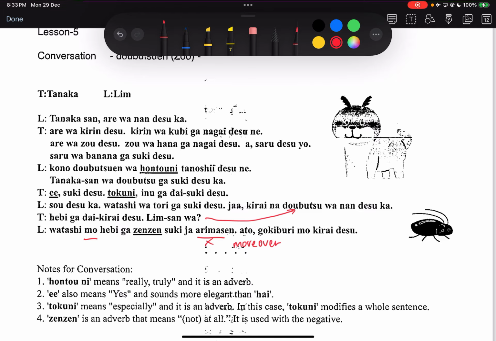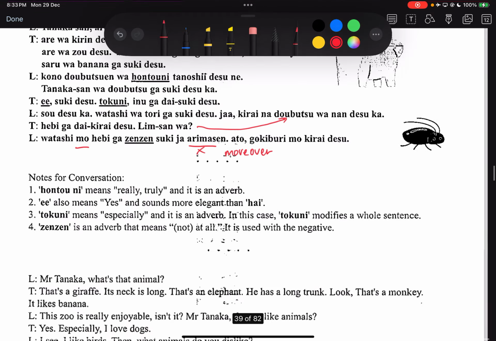Next, 本当に. 楽しい. And then 特に. Next will be Kirai, and Hebi. Hebi, head. It's not hey. Hebi. Hebi ga zen zen suki ja arimasen. Okay, good. Any questions about lesson 5?